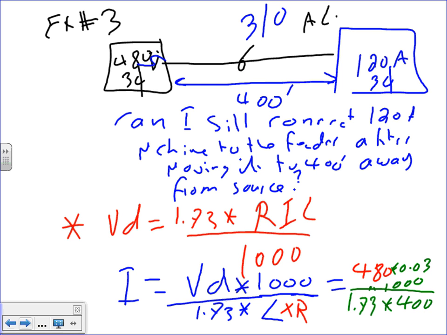480 times 0.03 times 1,000. Divide by 1.73 times the R. What's R? I need to go find R, guys. So R, let's go find R from right here. Where do you go to find R? Chapter 9, table 8. And what's the conductor size? 3 AL. Don't forget, 3 aluminum. For aluminum, not copper.